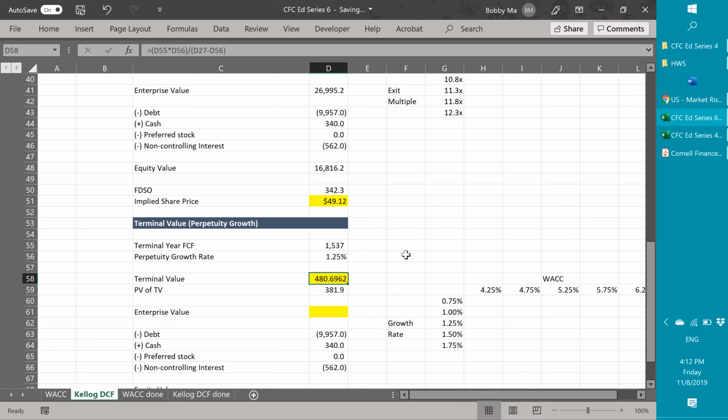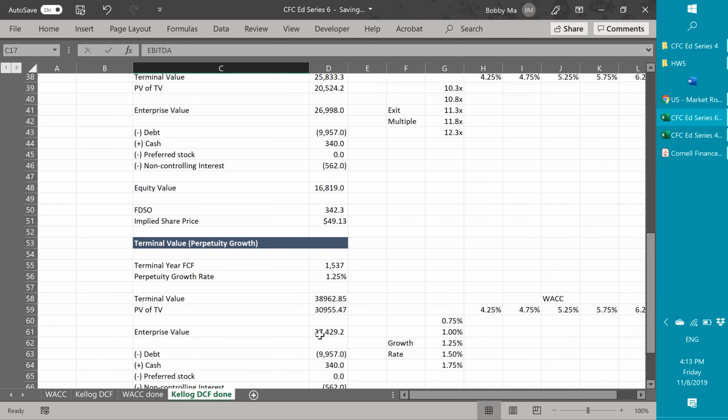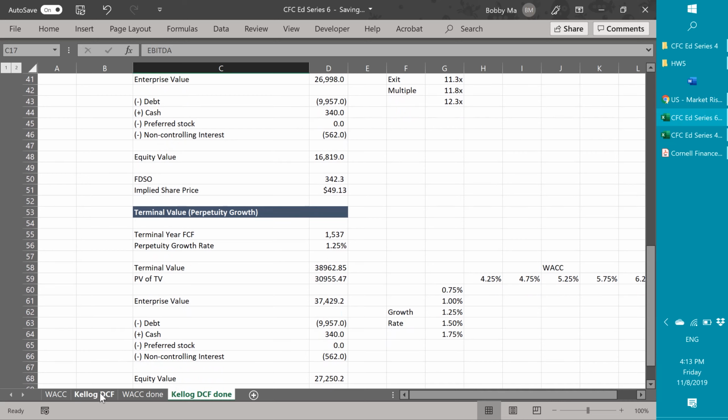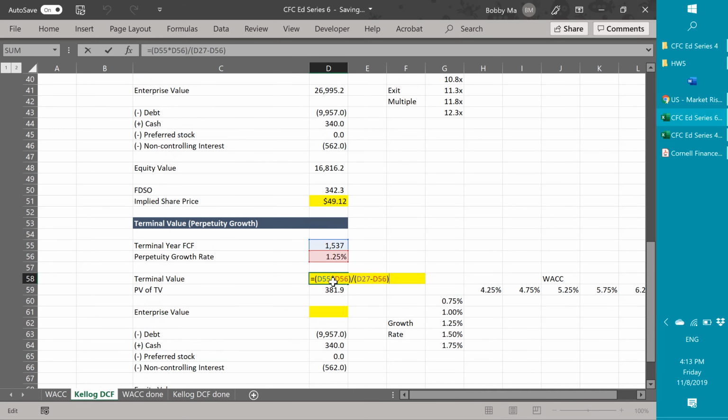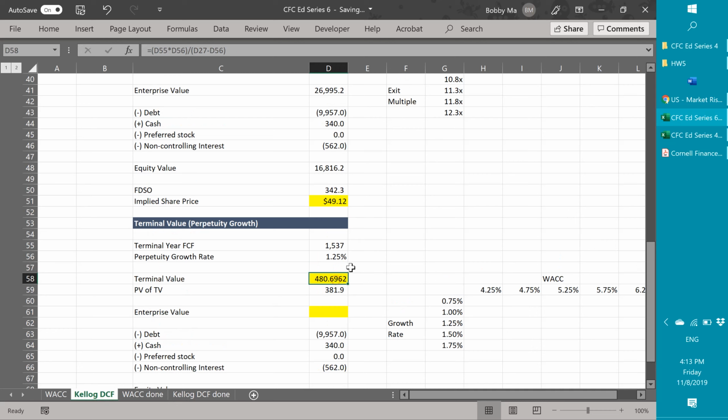Right, so, let's see, did I mess up somewhere? This looks high. 38962. I think I screwed up somewhere. Let's see what I did wrong. Oh, okay, yeah, I got it. My bad, sorry. Something really weird happened on my computer. I did just type that in. What the heck? Oh, that's just one decimal. How do I fix that?